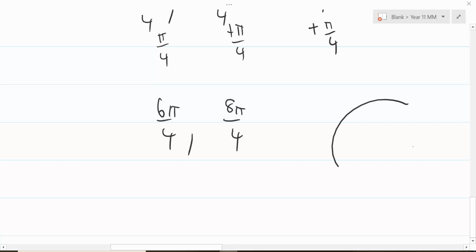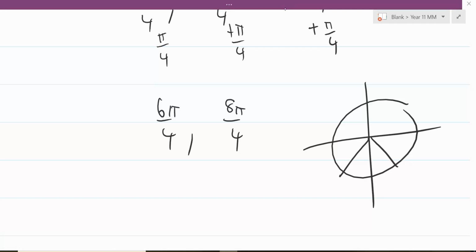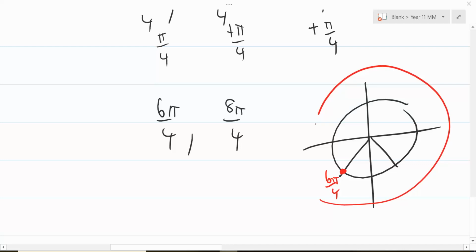Now remember, it's a unit circle. I'm going to do the logic here. If you got this point as 6 pi on 4, how do you get the previous answer? The only way is move backwards. Go backwards an extra 2 pi, because that's one revolution.